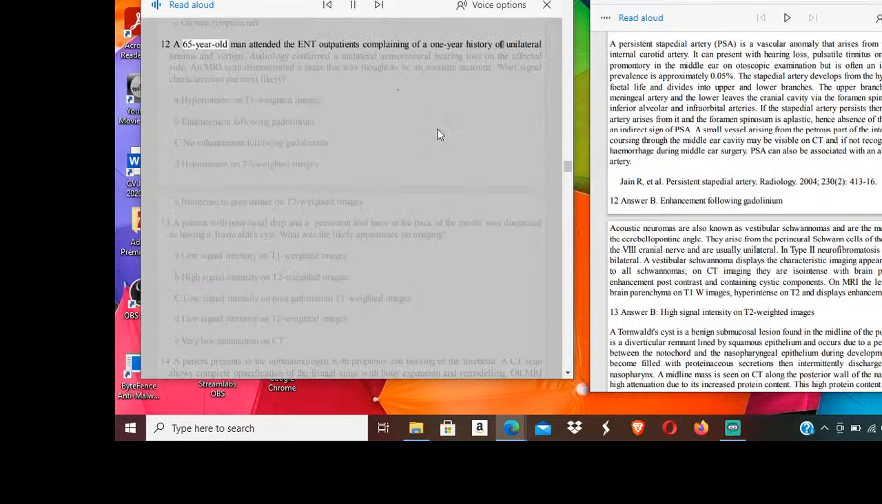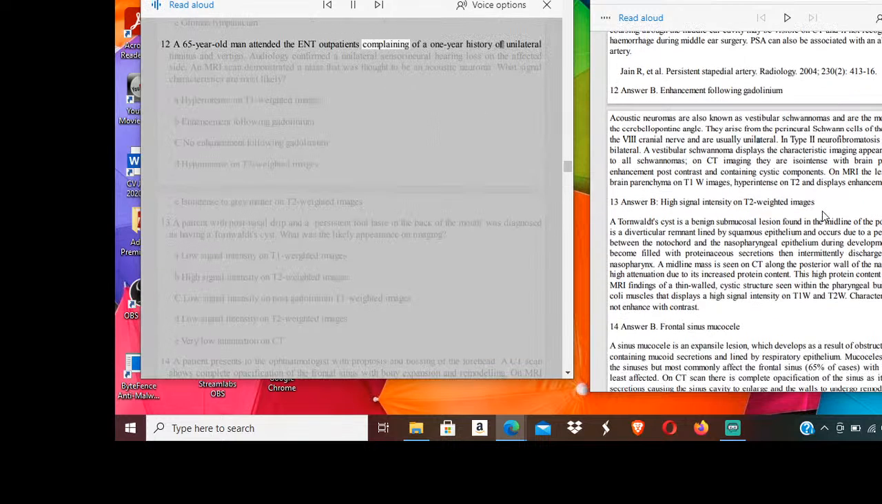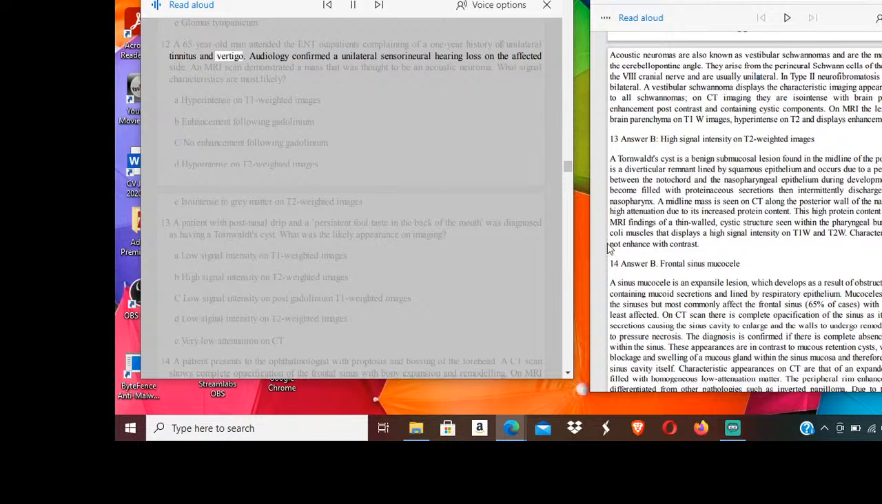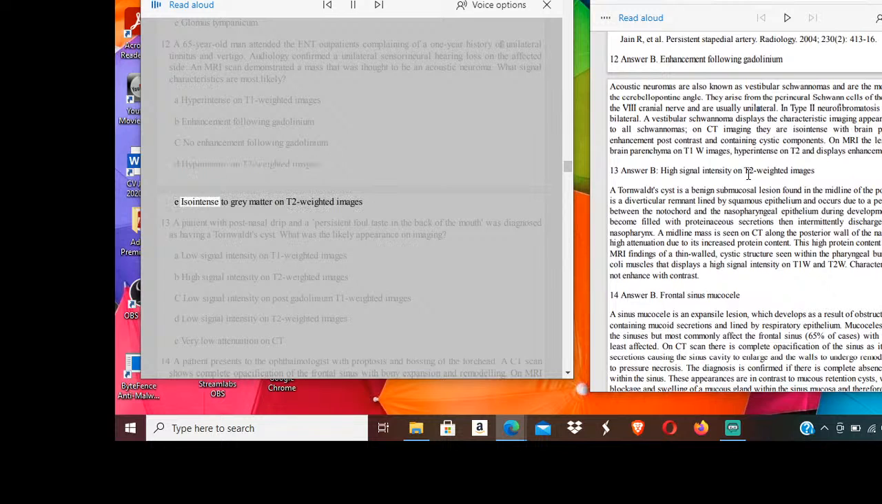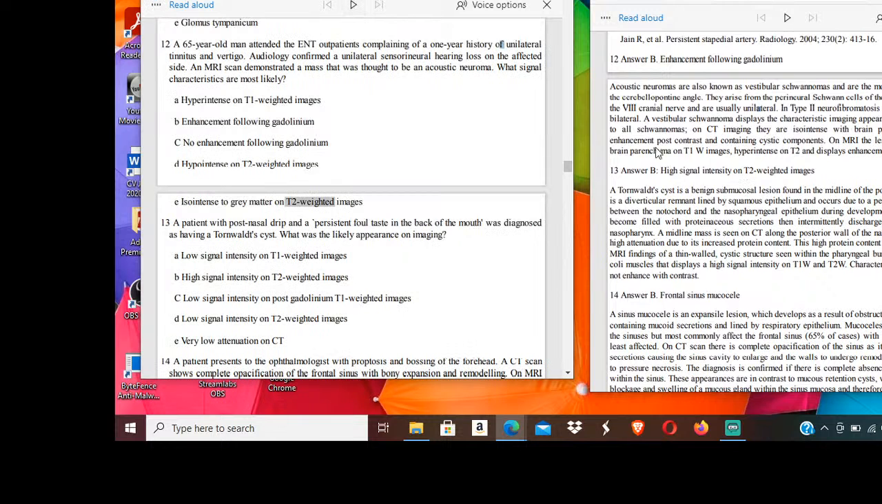A 65-year-old man attended the ENT outpatients complaining of a 1-year history of unilateral tinnitus and vertigo. Audiology confirmed a unilateral sensorineural hearing loss on the affected side. An MRI scan demonstrated a mass that was thought to be an acoustic neuroma. What signal characteristics are most likely? A, hyperintense on T1-weighted images. B, enhancement following gadolinium. C, no enhancement following gadolinium. D, hypointense on T2-weighted images. E, isointense to gray matter on T2-weighted.